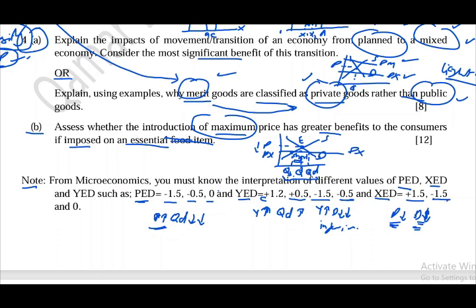Minus 1.5 means the minus sign or negative sign shows that products are complements. Complements are the products that complete each other, such as car and petrol. And the value 1.5 shows that the demand is elastic, meaning a little fall in price of cars will lead to a greater rise in demand for petrol. So that is elastic demand.